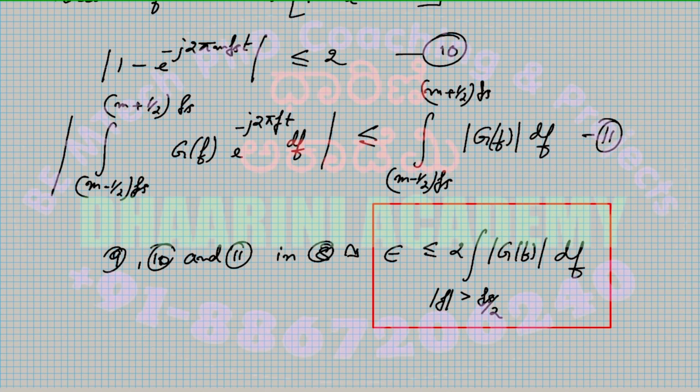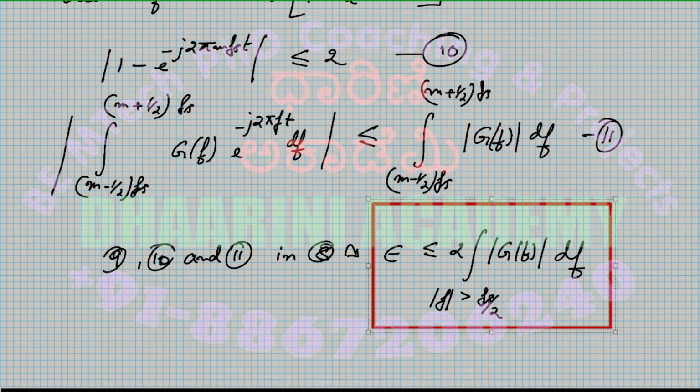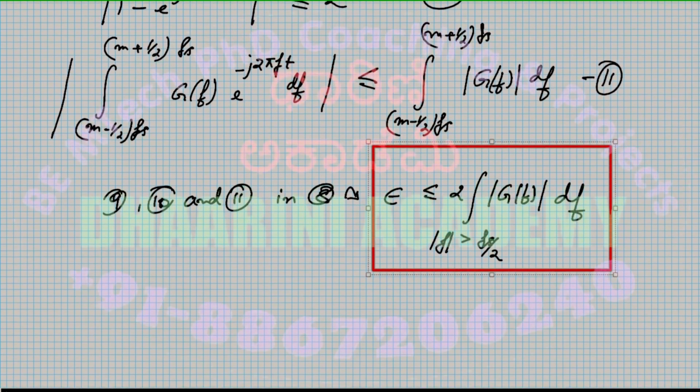In the previous session, we looked at the effects of aliasing, and because of aliasing, there will be an error. We tried to quantify the error, and we derived an equation which gives us an idea about the maximum possibility of the error. So epsilon, the error, should be less than twice the integral of the magnitude of G of f df. This is what we had derived in the previous case. Now we'll be moving ahead from that.